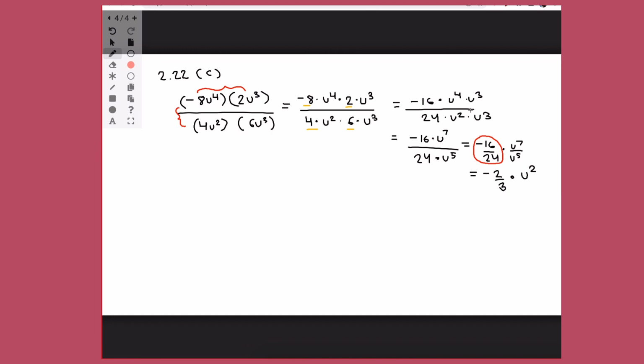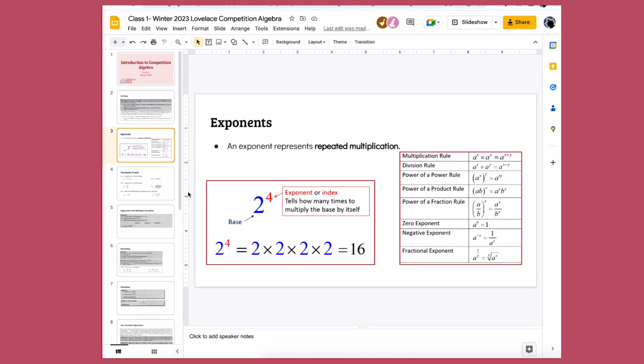So does anyone have any questions on this problem? Okay. And also I'll be giving these to you for notes, so you'll be able to access them after class. Okay.